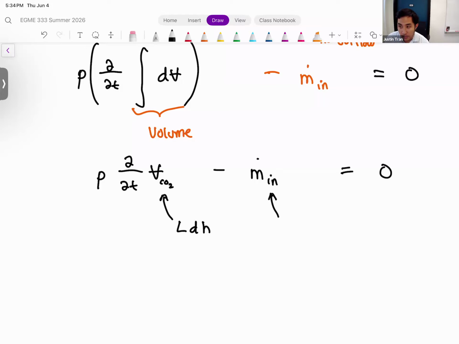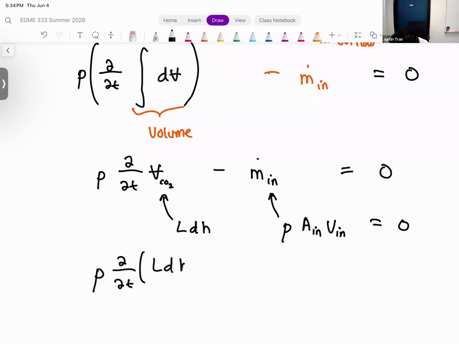And let's plug in for m dot in as well. m dot in, remember, is the density of the CO2 multiplied by the inlet area multiplied by the velocity. So we plug both of those in, and we get density times the partial derivative with respect to time of L times D times H, minus density times A in times V in, equal to 0.